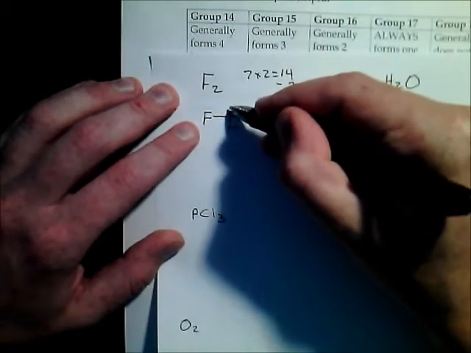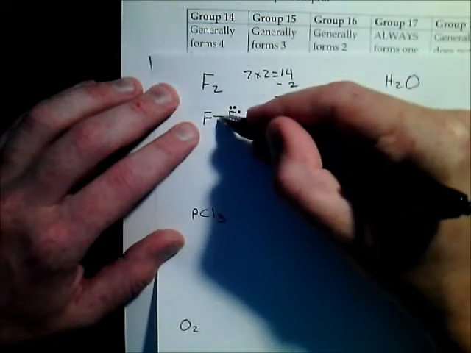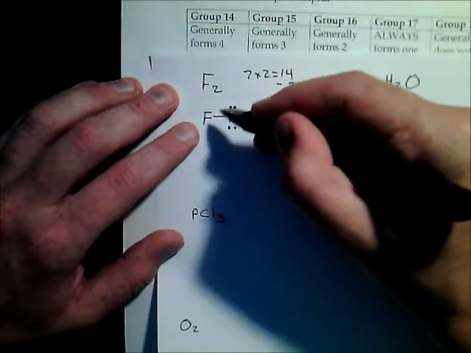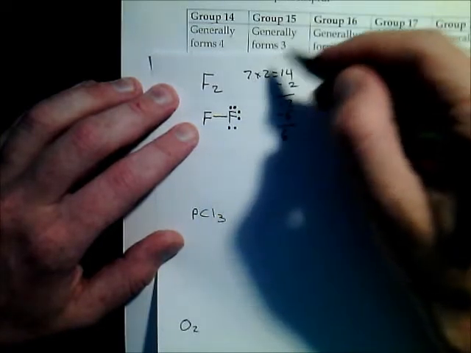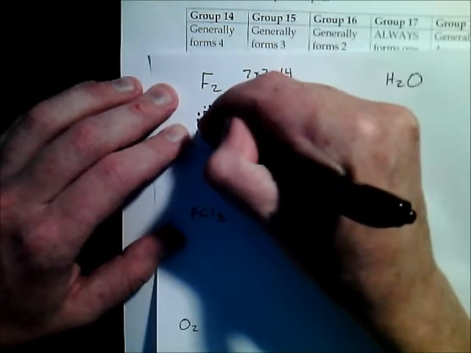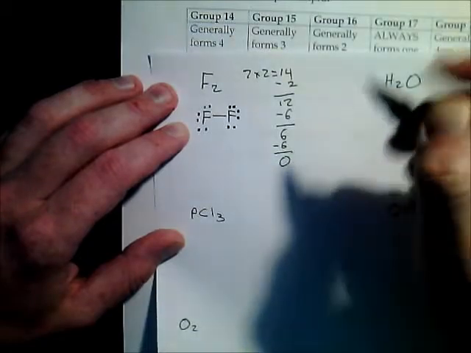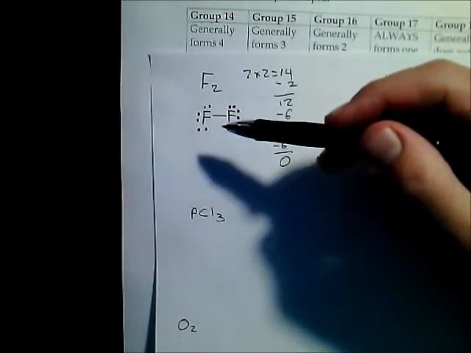This fluorine is in good shape. It has 1, 2, 3, 4, 5, 6 electrons it's keeping for itself, and 2 that it's sharing. That's 8. 6 plus 2 is 8. That's what it wants. And hopefully you can see that this fluorine would also like to keep 6 electrons. I've used another 6, so I have 0. So here I have my Lewis structure.